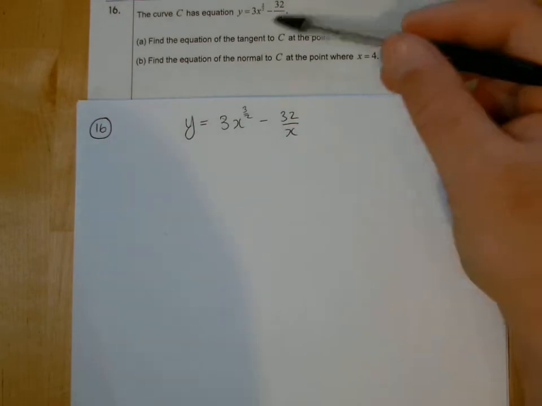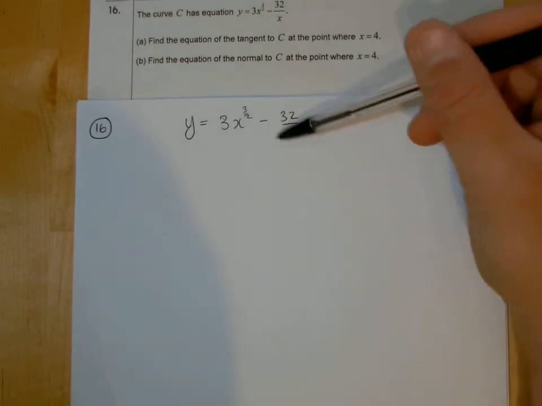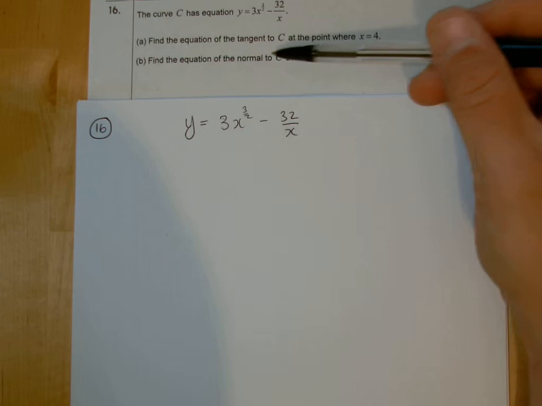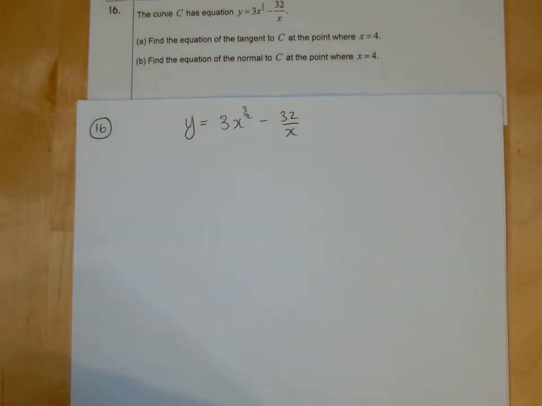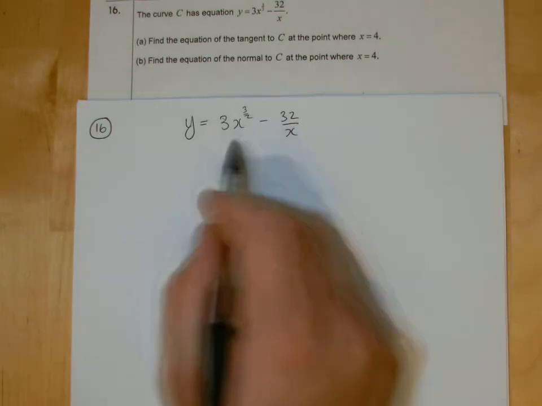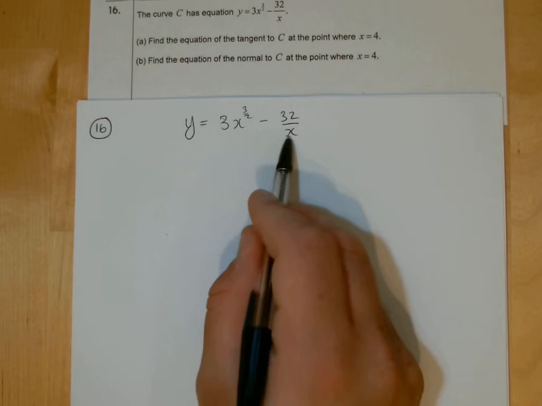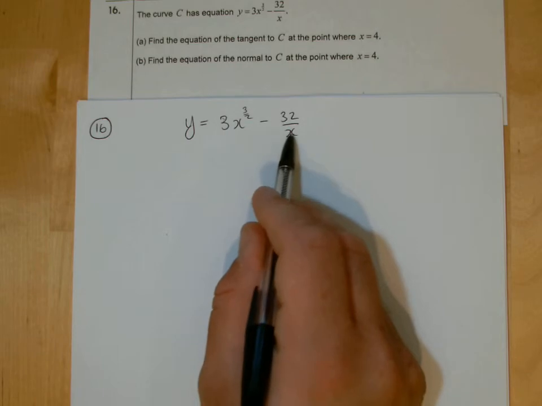Okay, so we've got a curve here, it's got this equation, which I've written down here, and they're asking us to find the equation of the tangent and normal. So when we've got a curve like this, what we need to do is differentiate, when it comes to looking for the tangent. So differentiate dy/dx, and we can't differentiate when we've got an x term on the bottom here, so we need to take that up.